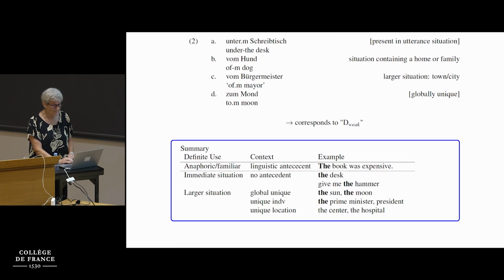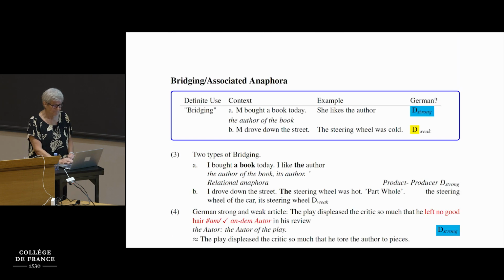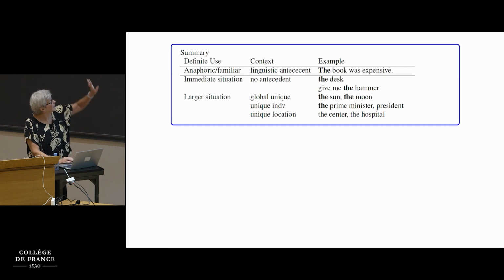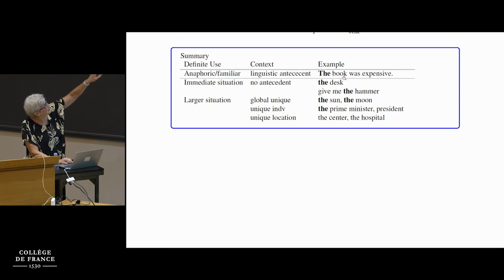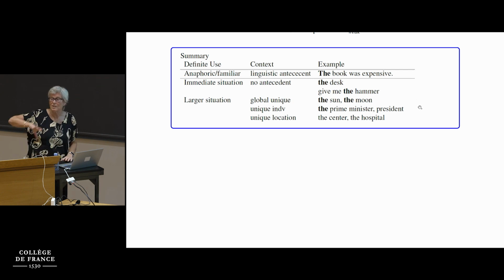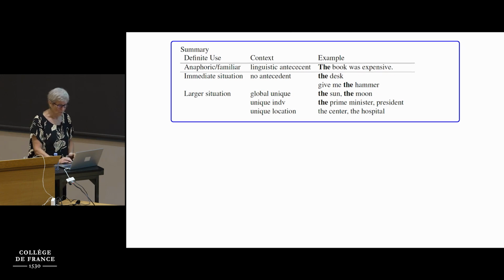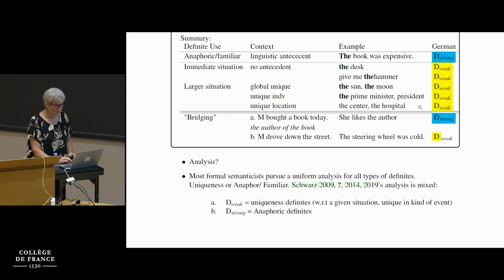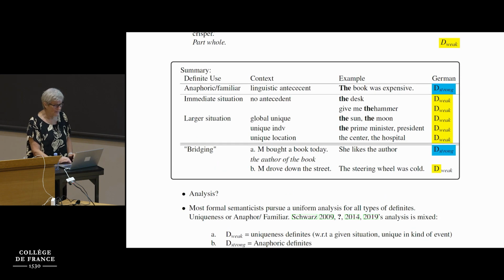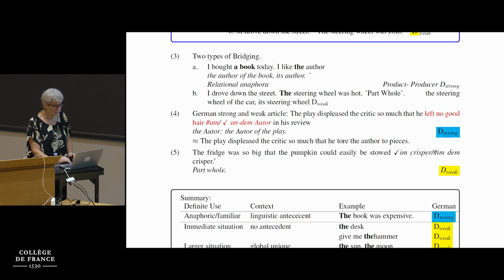So this basically gives us these two different types: this one is going to be the strong one and these ones are going to be the weak ones. And there are other semantic or syntactic properties that are associated with the strong form and the weak form, but I'm only going to talk about the form here. All right, so what about the bridging context?